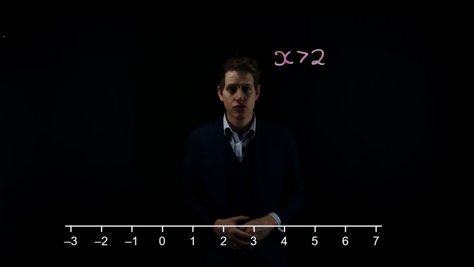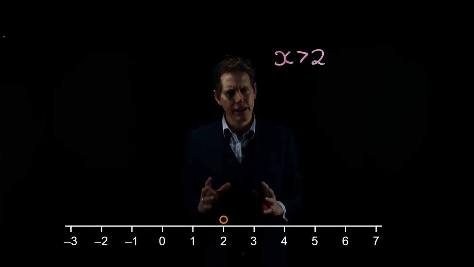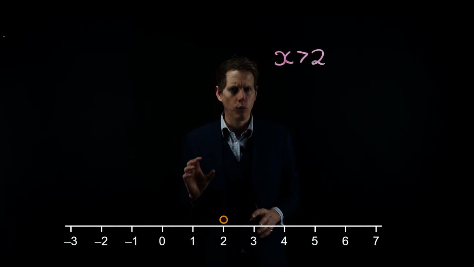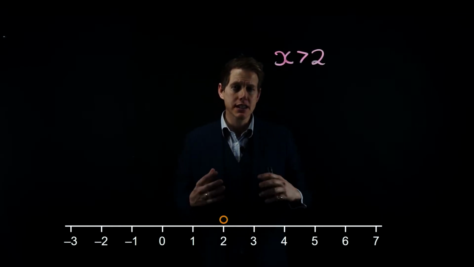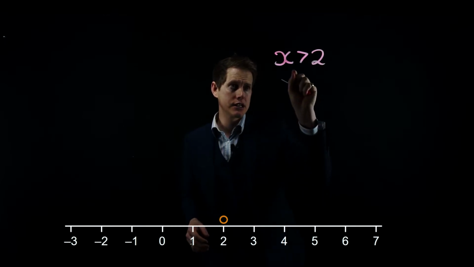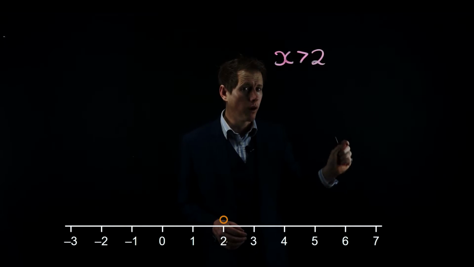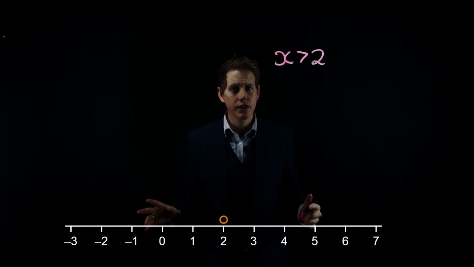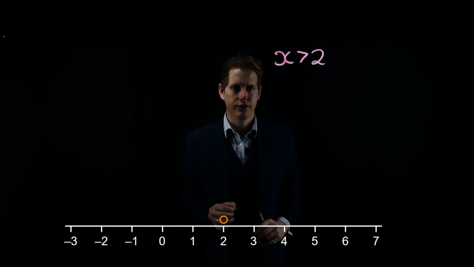Now, first of all, I need to draw a dot at 2. Now, I want this to be a hollow circle. We're going to look into the difference about when we make it a hollow circle and when we shade the circle in. But because it doesn't include 2, x is any number bigger than 2, so 2.00001, well, that's included, but 2 is not included. So we use a hollow circle.